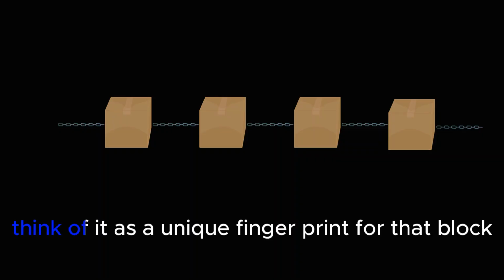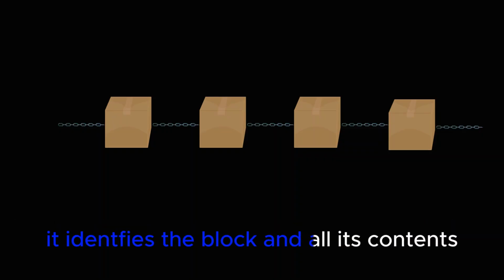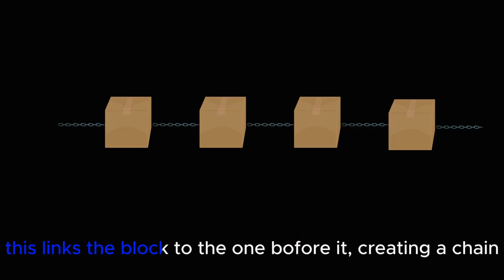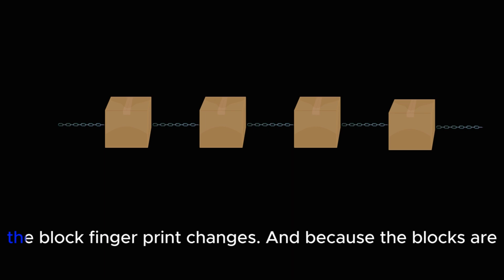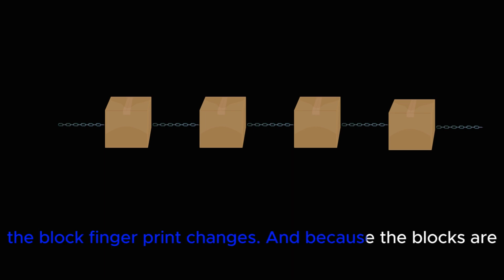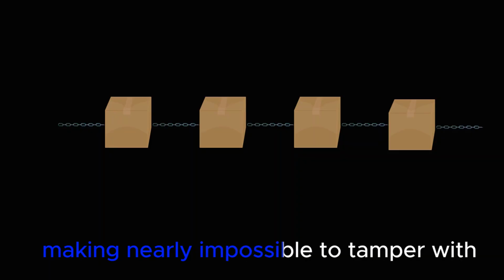The second component is called hash. Think of this as a unique fingerprint for that block. It identifies the block and all its components, while the third key component is called the previous hash. This links the block to the one before it, creating a chain. If someone tries to change the information in a block, the block's fingerprint changes, and because the blocks are linked together, everyone will notice the change immediately, making it nearly impossible to tamper with.